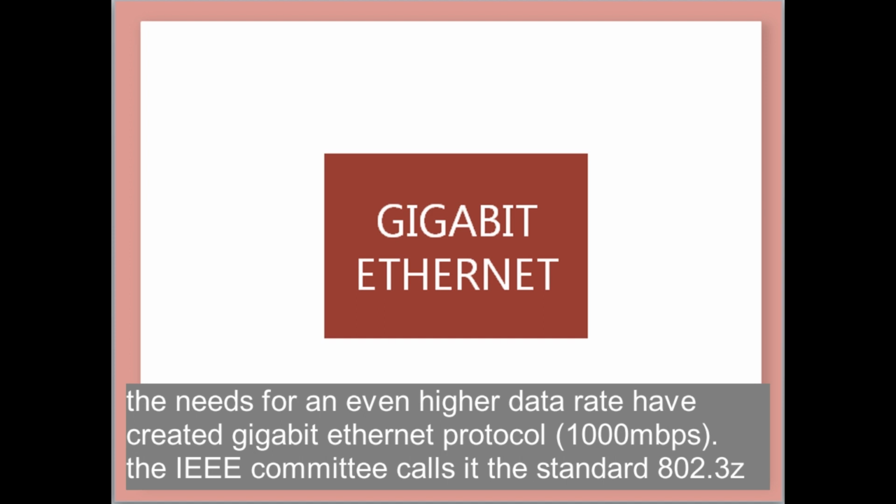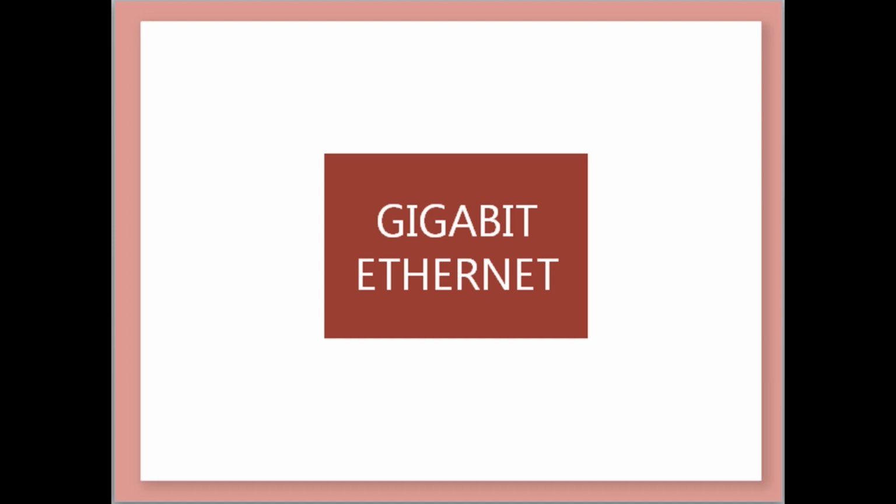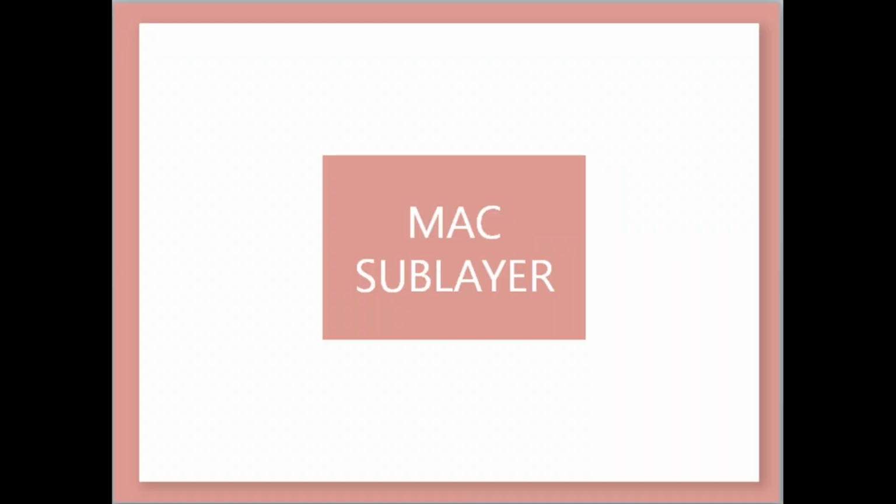The need for an even higher data rate created Gigabit Ethernet, 1000 megabits per second. The IEEE committee calls it the standard 802.3z. The goals of Gigabit Ethernet were to upgrade the data rate to 1 gigabit per second, but keep the address length, the frame format, and the maximum and minimum frame length the same.